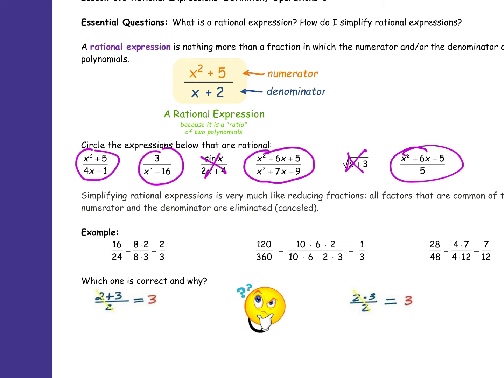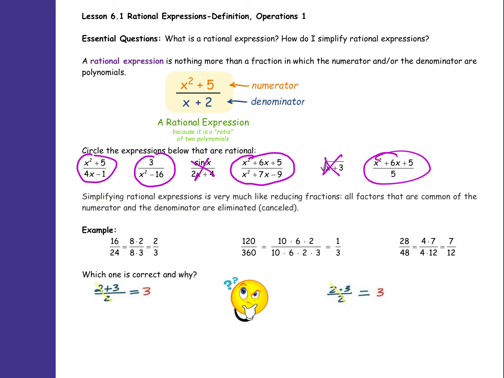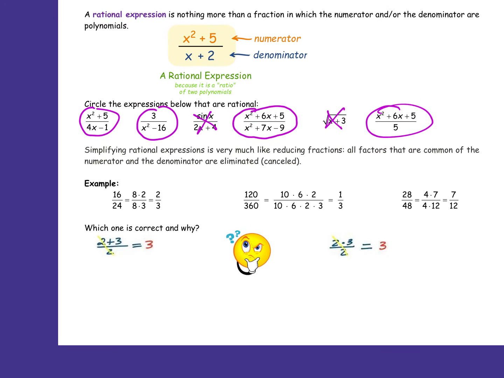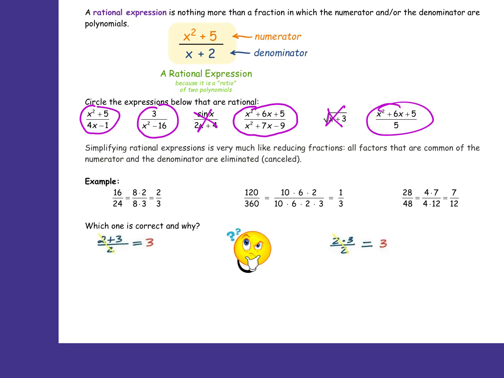Okay? Awesome. Simplifying rational expressions is very much like reducing fractions. All factors that are common in the numerator and the denominator are eliminated or canceled, right? We're making ones. So you guys know how to simplify fractions. But I kind of want to talk about this little question, which one is correct and why. It says 2 plus 3 over 2 equals 3, and 2 times 3 over 2 equals 3. Which one is correct and why?